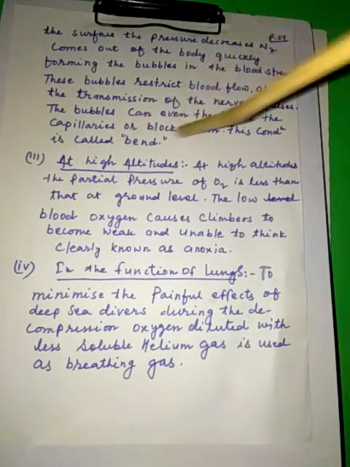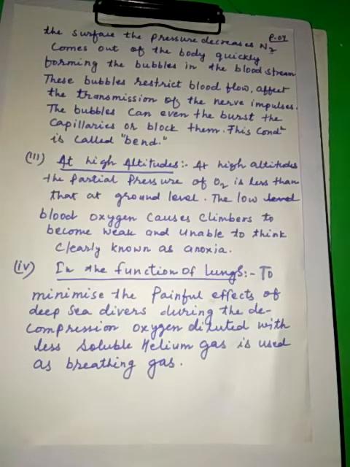Now, at high altitude, the partial pressure of O2 is less than that at ground level, and the low blood oxygen causes climbers to become weak and unable to think clearly, known as anoxia.